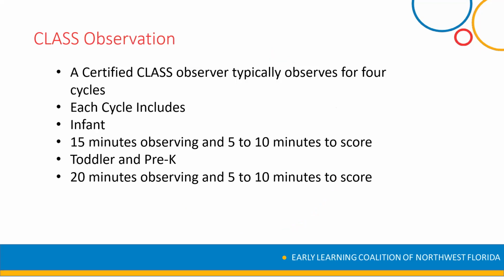When the observers come to your center to do your observation, there are 4 cycles. So that means they're going to be in your classroom about 2 hours. The cycles each include the observation time and the scoring time. For an infant room, the observer is going to be in your room for about 15 minutes. And most observers will step out. Every now and then you will have an observer who will just turn their back to you and score out that observation. Most of them are waiting about 10 minutes.